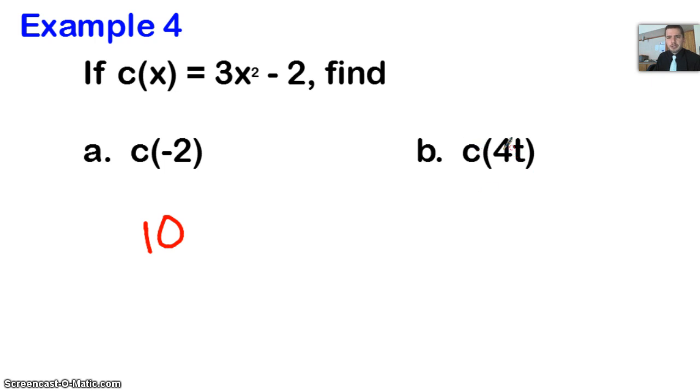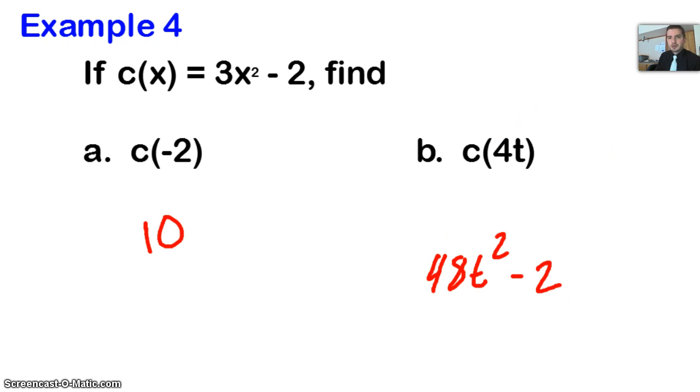I don't want to tell you the answer here, because again... well, I guess I could. This one will be 48t squared minus 2, I believe. 14 squared. Yeah, this should be what you get.